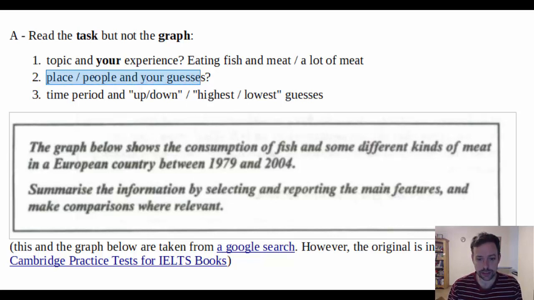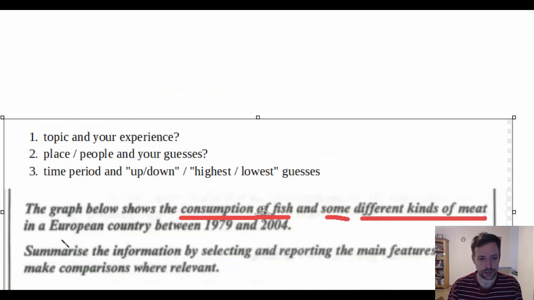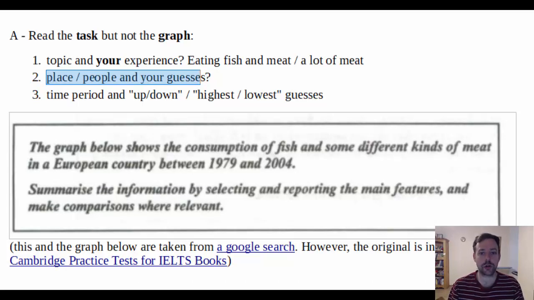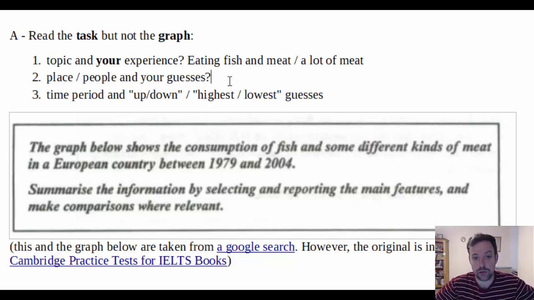And then you need to guess what it's like in these places. So what's the place here? It says the place, the people, number 2, it's in a European country. So this is where we play the stereotype game. European country. So it's not a specific country. We don't know which one. But we know it's not Asia, it's not in the Americas. So what stereotypes do you have of a European country?